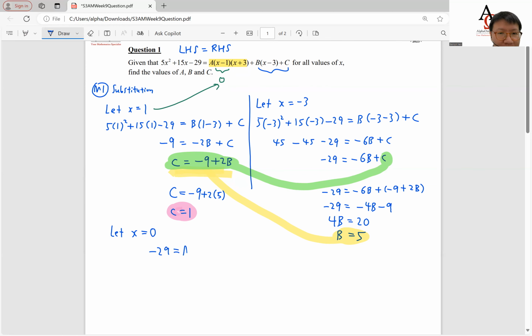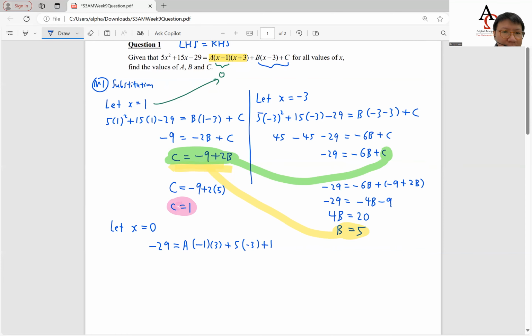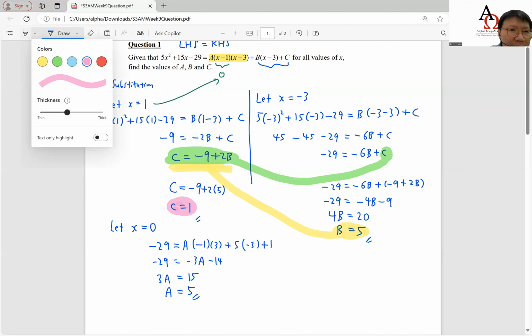And our a term is still unknown, but in the bracket we have negative 1 and 3. Now we know what b is. b is 5, so we have plus 5 bracket negative 3. Okay, and our c value is simply plus 1. Okay, so rearranging, we have negative 3a minus 15 plus 1, that will give us minus 14, negative 29. So 3a will be equals to 15. a will be equals to 5. And with that, we have found our 3 missing variables.